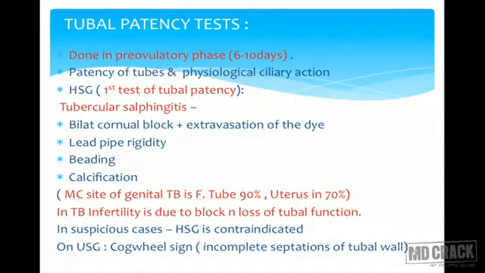Tubercular salpingitis is very common. How do we detect it? There can be bilateral cornual block. There can be extravasation of the dye. Lead pipe rigidity can be seen. Beading, calcification. Every word is important here. Tubercular salpingitis on HSG: bilateral cornual block or extravasation of the dye. Lead pipe rigidity, tubes are like a pipe, no wavy pattern, it's lost. Beading, calcification. These are the changes specific to tubercular salpingitis.